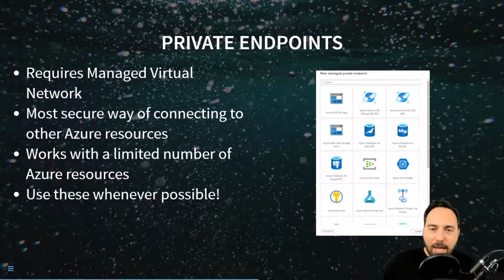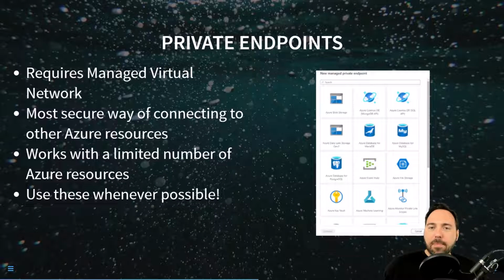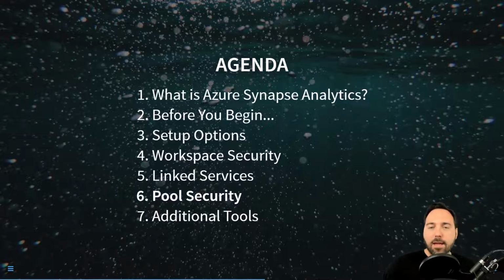So this covers things like Azure SQL DB or open source databases, Postgres, MariaDB, covers event hubs, covers IoT hubs, machine learning, Key Vault, your data lake. So it's going to hit a lot of the major resources. There may be some that you don't see on here. And by the way, you also do have to have a managed virtual network in order to be able to use private endpoints. That's real brief on linked services.